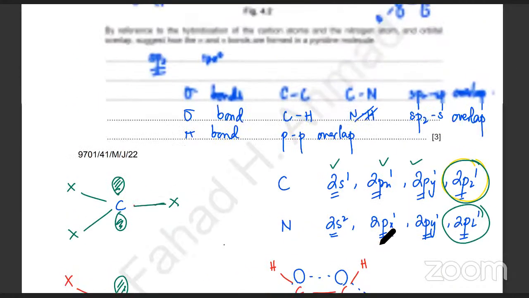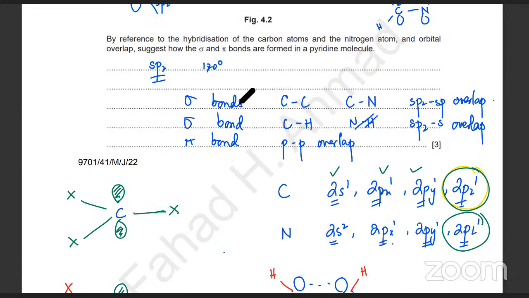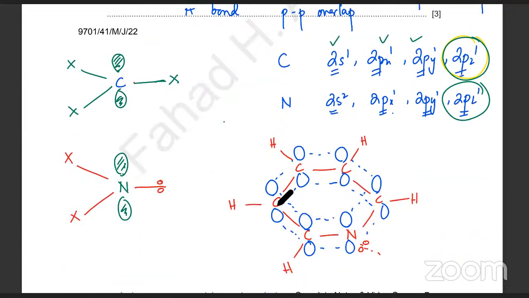So you just had to tell that it's sp2 hybridized, and the sigma bonds between carbon-carbon are sp2 overlapping with sp2. The carbon and H bond is an s overlapping with an sp2. The pi bond, or the pi electron cloud, is a p orbital overlapping with a p orbital. That's all you had to tell. Is this clear?